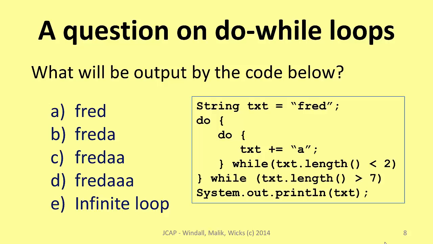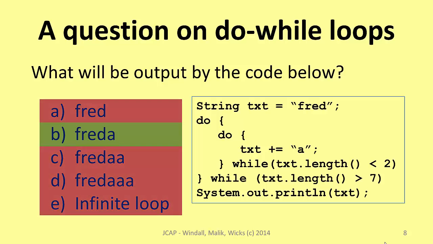Now we come to the outer while loop. While txt length greater than 7. Well, since the length of txt is 5, it's not greater than 7, so that outer while loop also finishes. So what we end up with is txt being printed out. In other words, the correct answer is B, Fred A. The others, they're wrong.